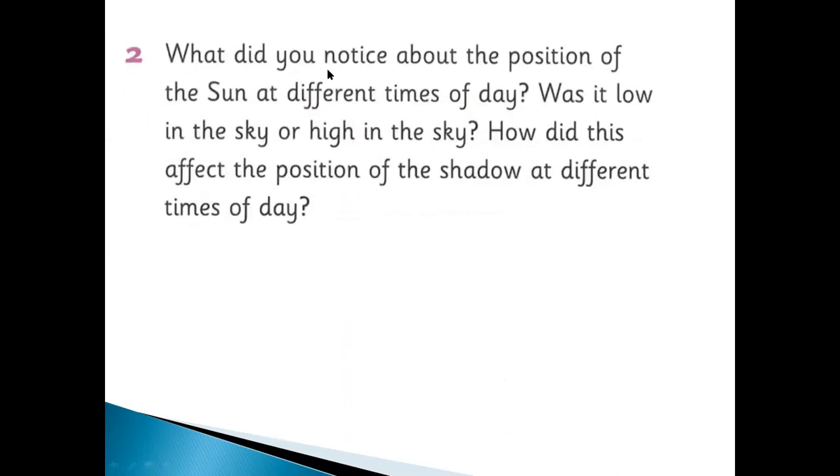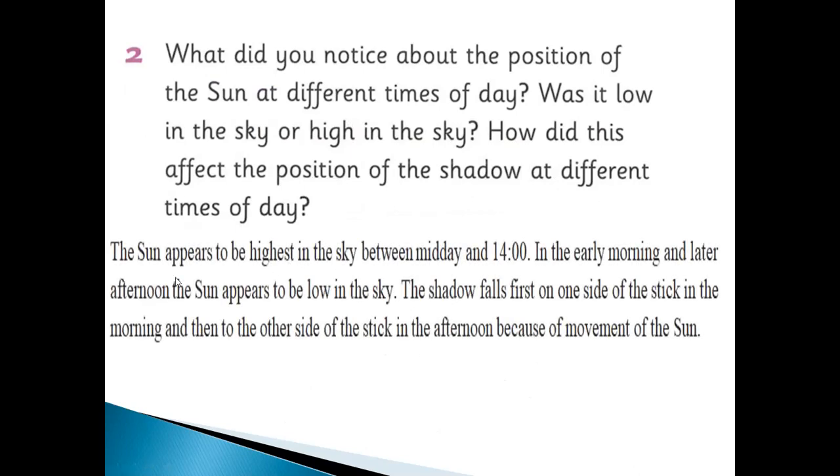Question number two: what did you notice about the position of the sun at different times of the day? Was it low in the sky or high in the sky? How did this affect the position of the shadow at different times of day? The sun appears to be highest in the sky between which times? Between midday and 2 o'clock. In the early morning and the late afternoon, the sun appears to be low in the sky.